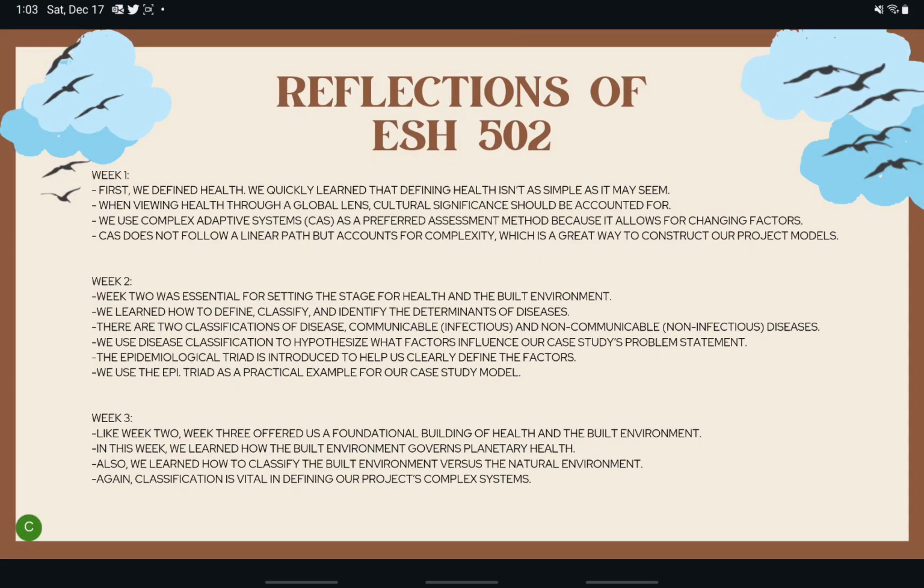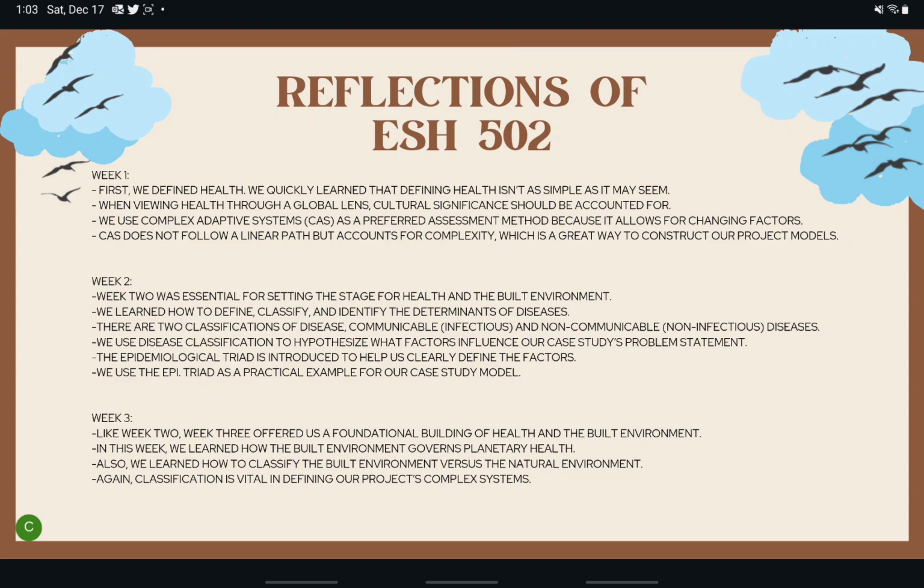Here's a quick summary of the key points learned within ESH 502 and how they apply to our case study project. Week 1. First, we defined health. We quickly learned that defining health isn't as simple as it may seem. When viewing health through a global lens, cultural significance should be accounted for. We use complex adaptive systems (CAS) as a preferred assessment method because it allows for changing factors. CAS does not follow a linear path, but accounts for complexity, which is a great way to construct our project's model.